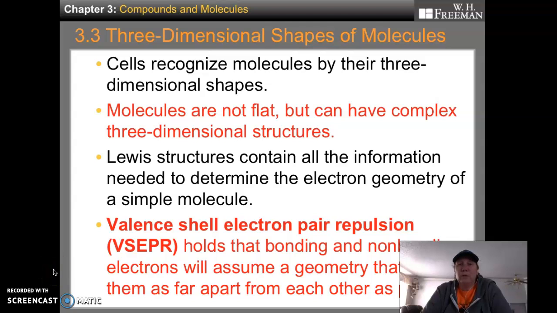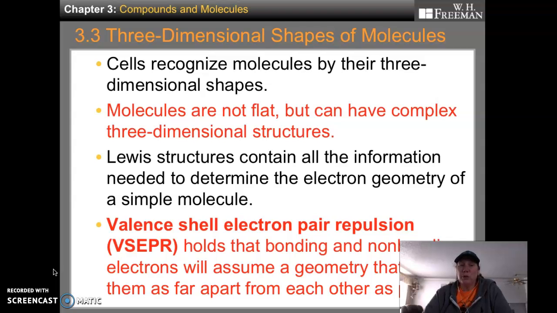Okay, when we finished up the notes last time, we were talking about naming compounds and then their shapes. What you have to do is draw them so that they have their 8 electrons, okay? The thing that's important about that is cells in your body recognize molecules by these shapes. Molecules aren't flat, remember, they're three-dimensional. Some of them have very complex three-dimensional structures like proteins, enzymes, things like that.